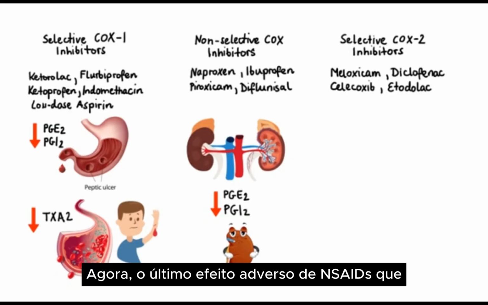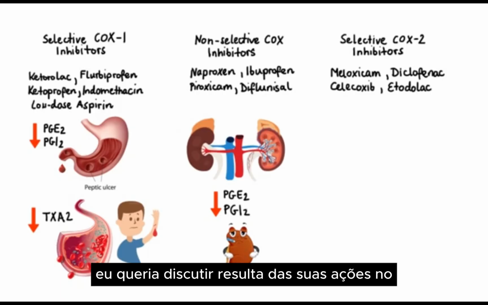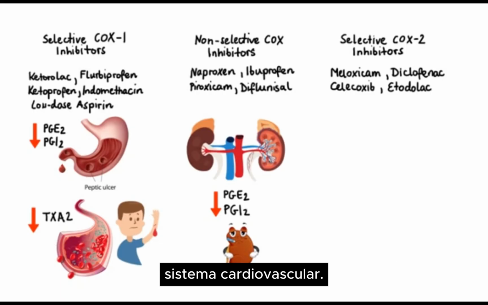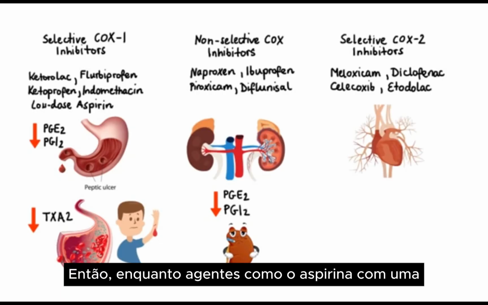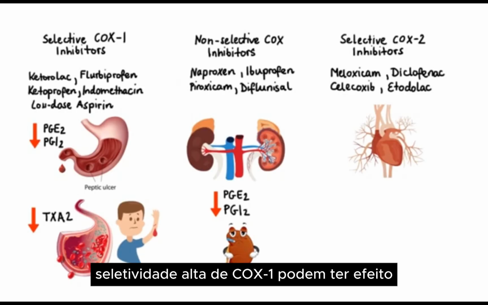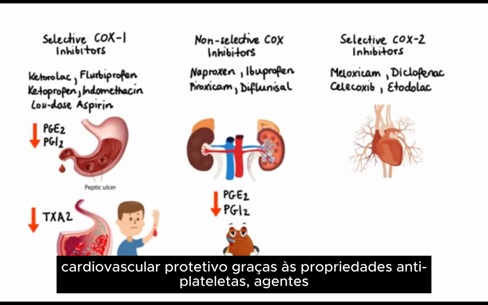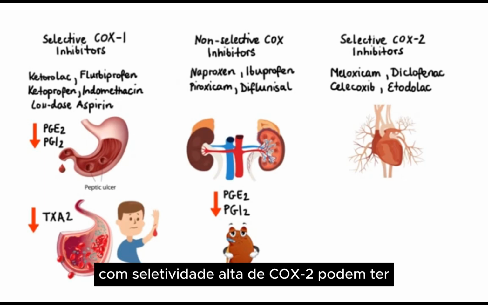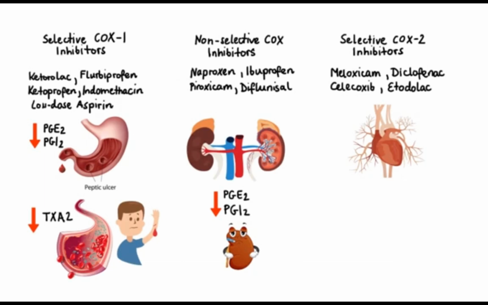Now, the last major adverse effect of NSAIDs that I wanted to discuss results from their actions on cardiovascular system. So while agents such as aspirin with high COX-1 selectivity can have protective cardiovascular effect due to the antiplatelet properties, agents with high COX-2 selectivity can have the opposite effect.